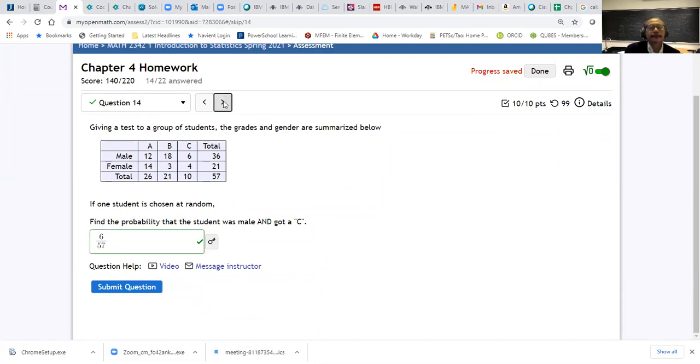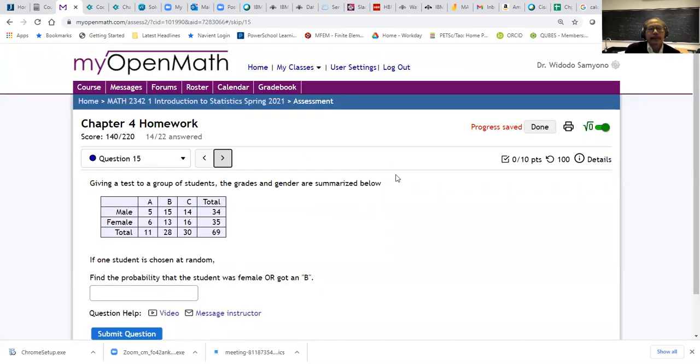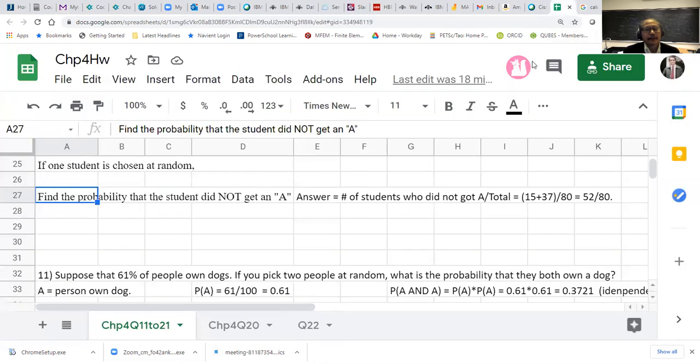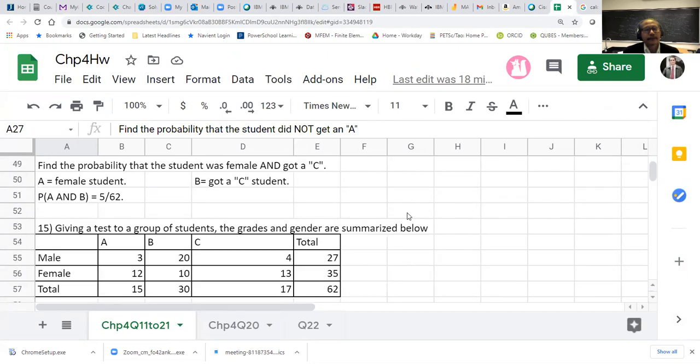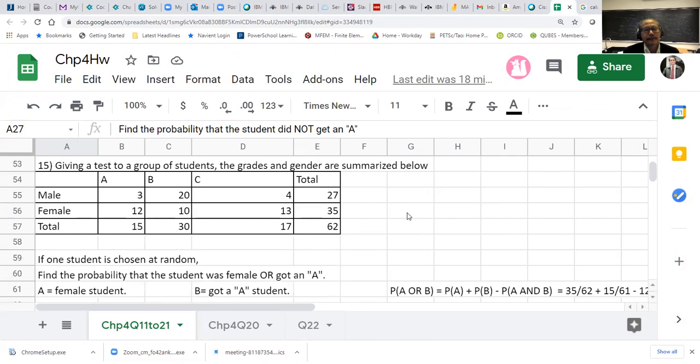Okay, so the next one, what is the probability of female or got B? Okay, let's see. I think I give you the Excel here. Number 15. You can scroll down to number 15 here. So you can see here, you need to use this formula, right?